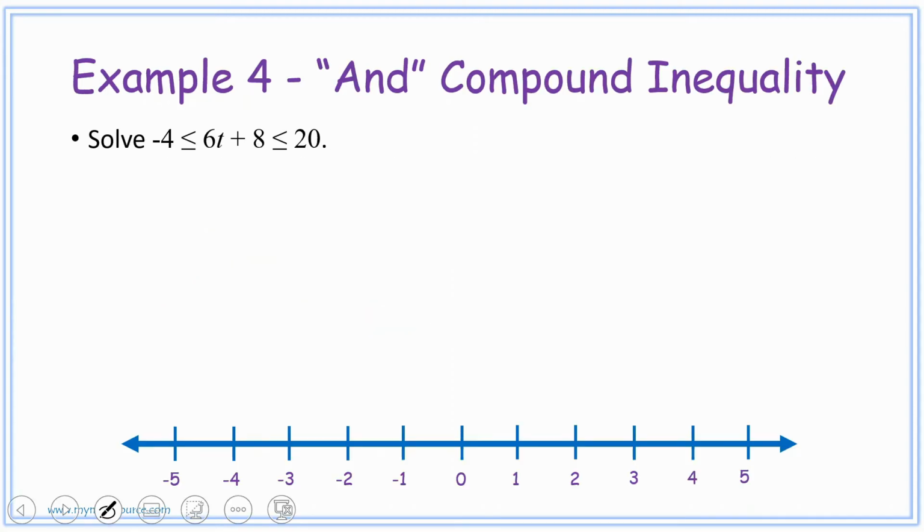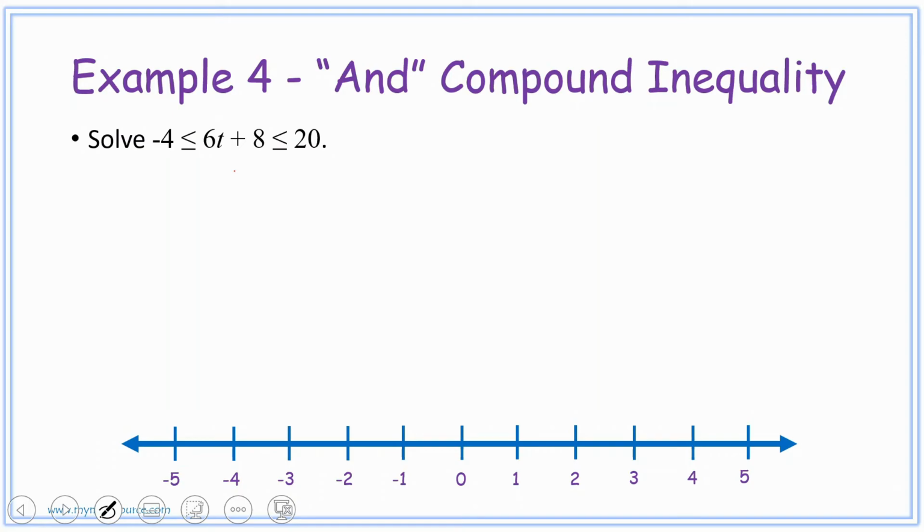All right, so now let's do an example with an and compound inequality. And so here's an and statement. And so what we're going to see here is that we can graph this in a way where we see the two extremes and all of our numbers in the middle. So let's go ahead and solve this.